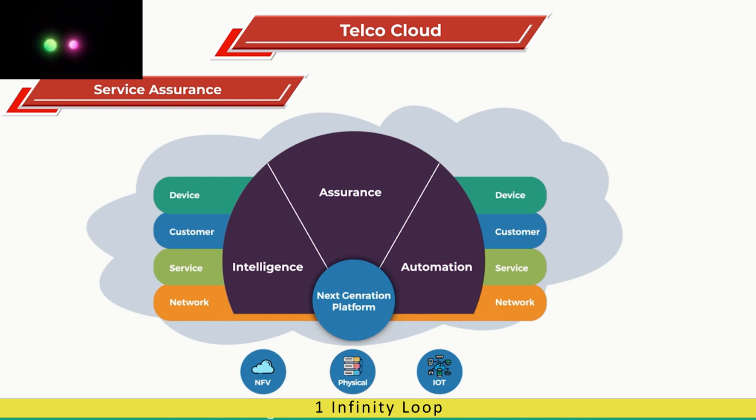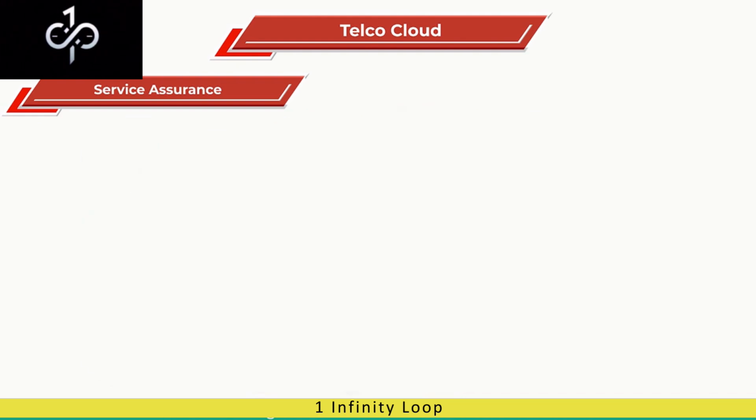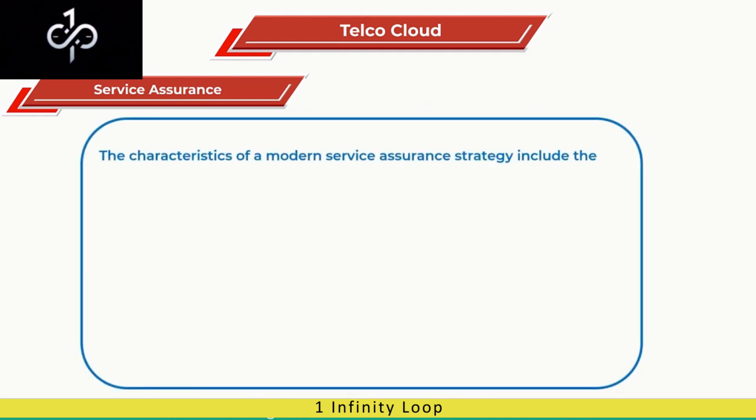This calls for a more proactive approach to service assurance, which, with the emergence of artificial intelligence and machine learning, will evolve into predictive service assurance aimed at identifying network anomalies early, before they negatively impact the network and the user experience. The characteristics of a modern service assurance strategy include the following.